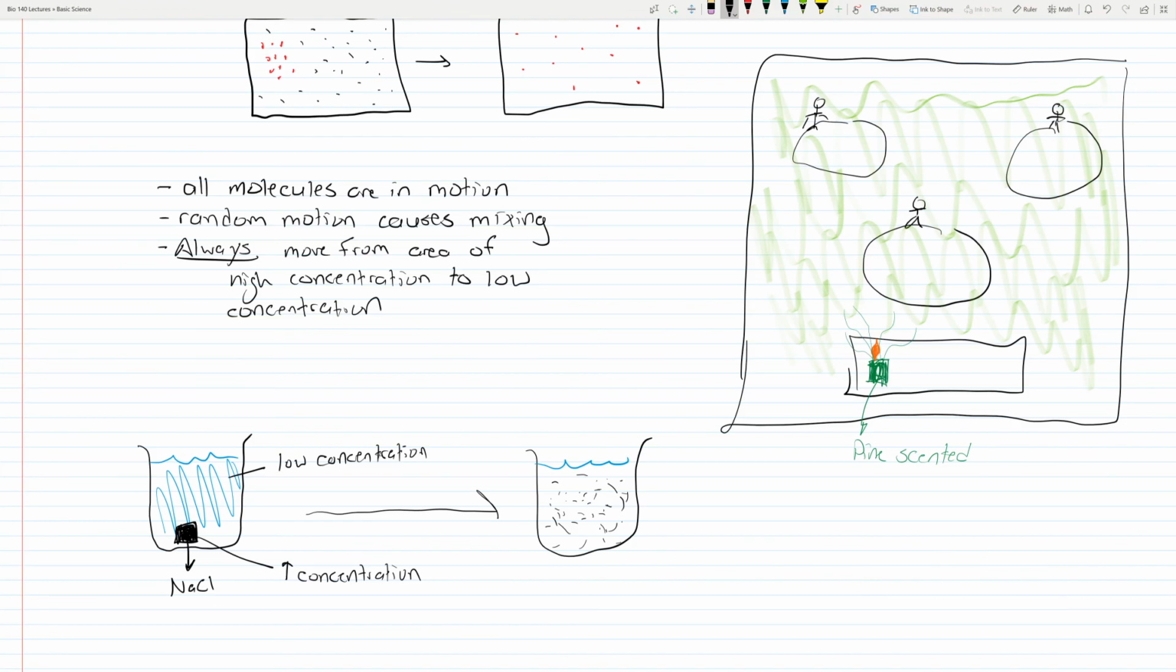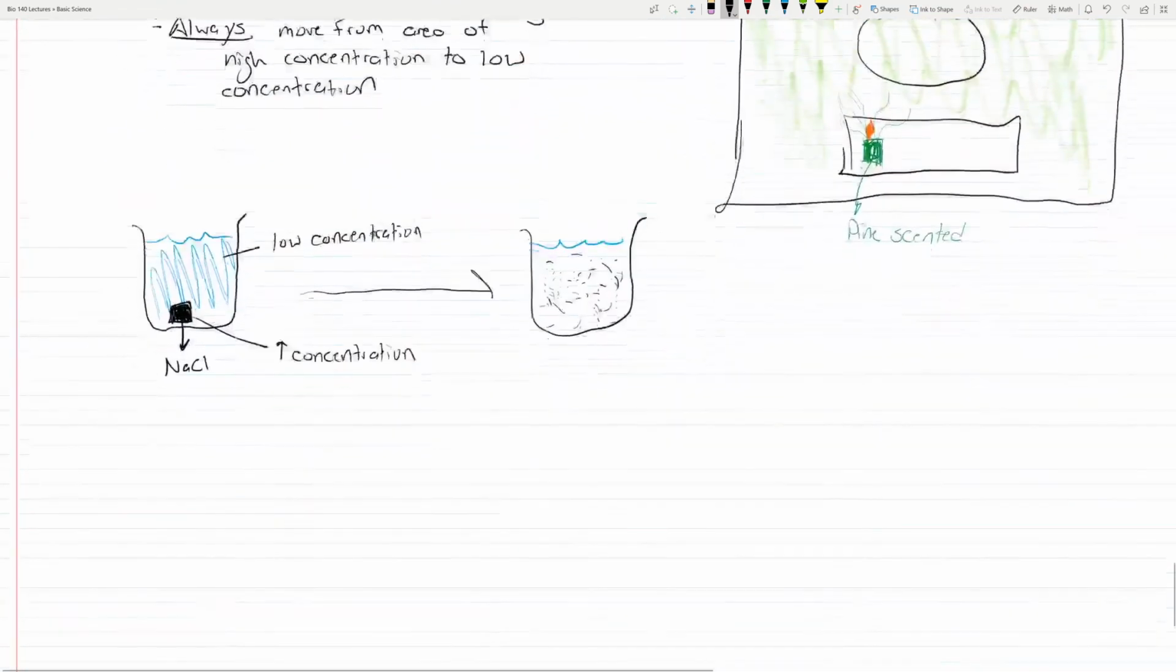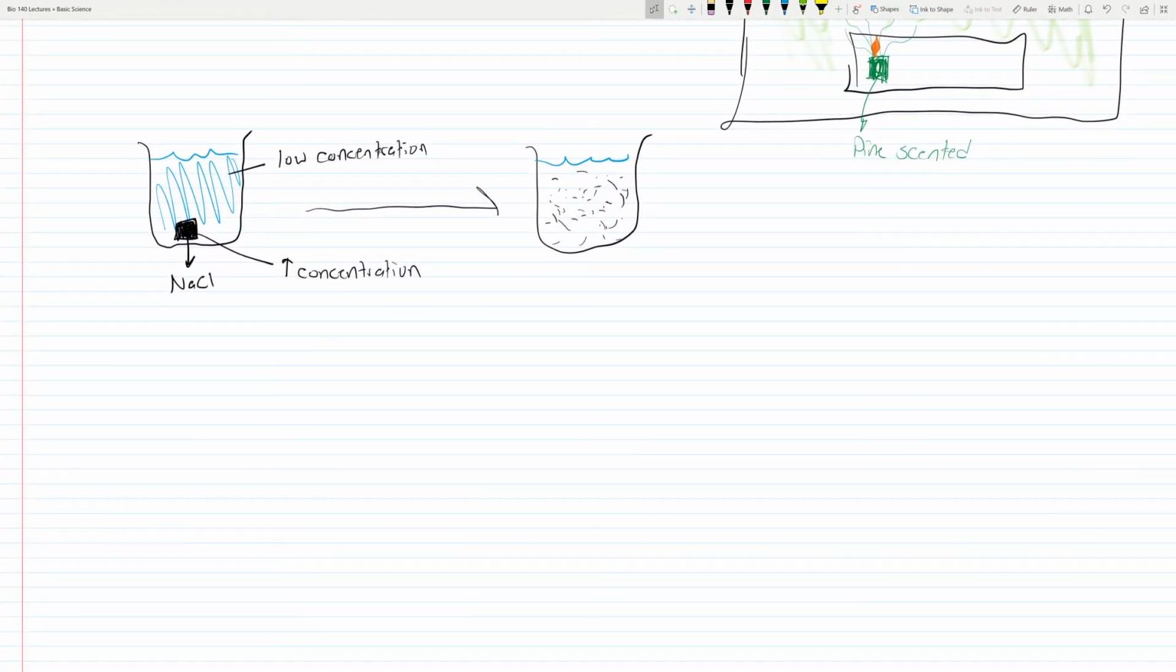Now, what will affect the rate of diffusion? Rates of diffusion.